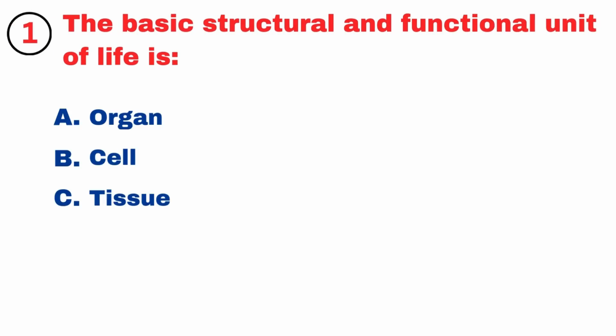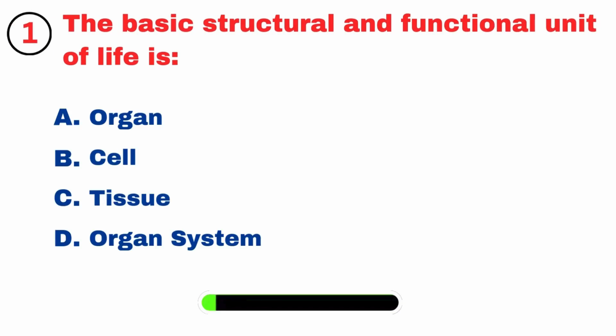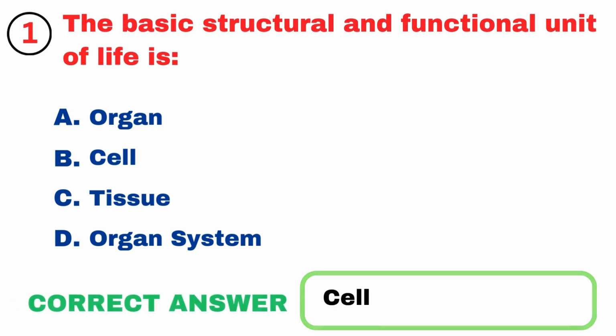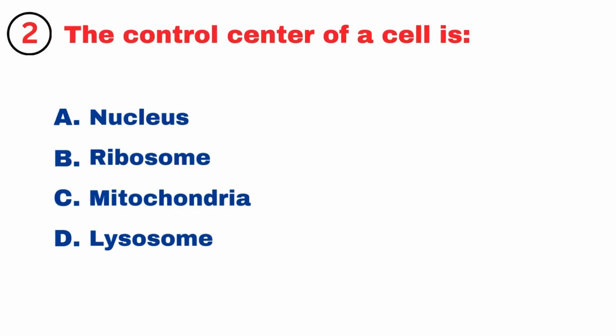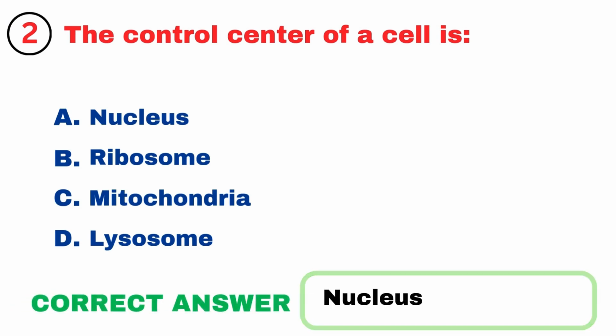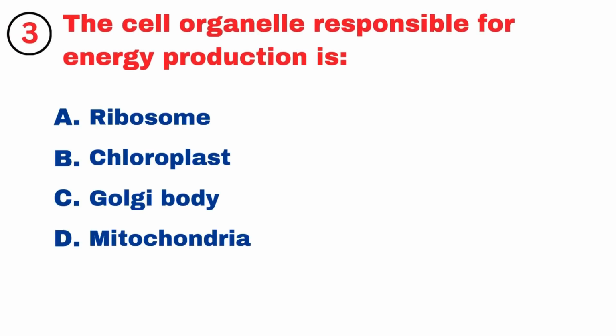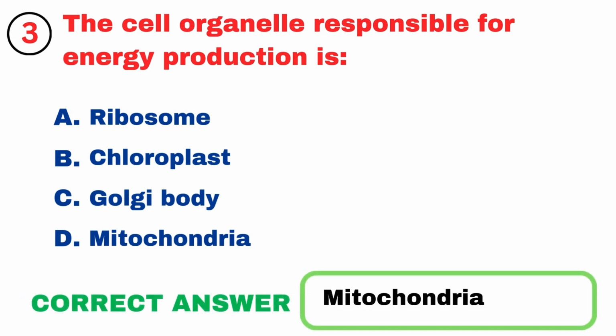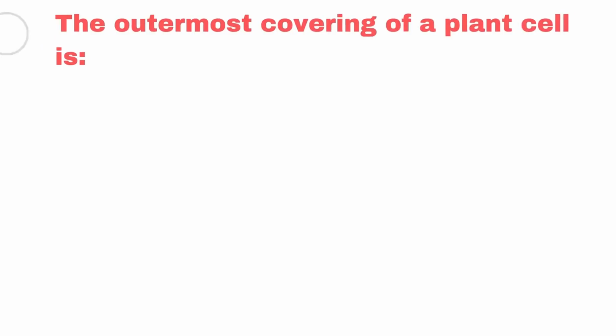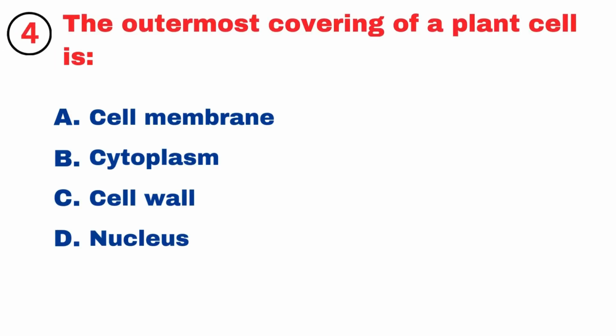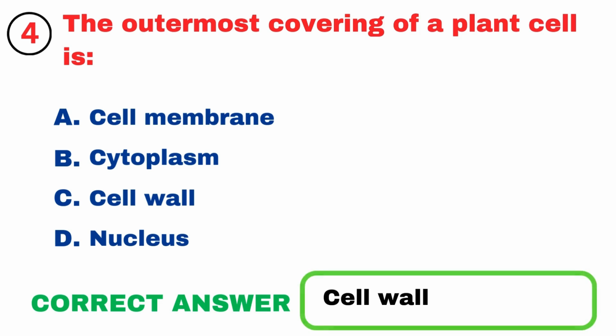The basic structural and functional unit of life is cell. The control center of a cell is nucleus. The cell organelle responsible for energy production is mitochondria. The outermost covering of a plant cell is cell wall.